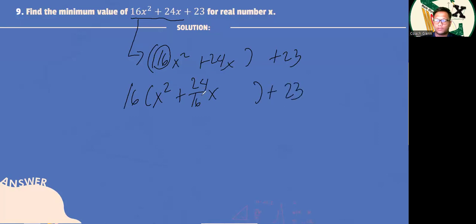Okay, so let's try to simplify this first. So 24 over 16, you have a common factor of 8. So 24 divided by 8 is 3. 16 divided by 8, that's 2. Okay, so that's 3 halves. So let's change this to 3 halves.